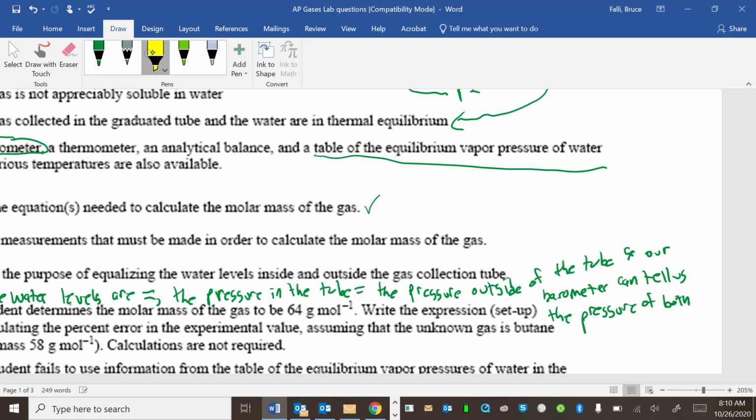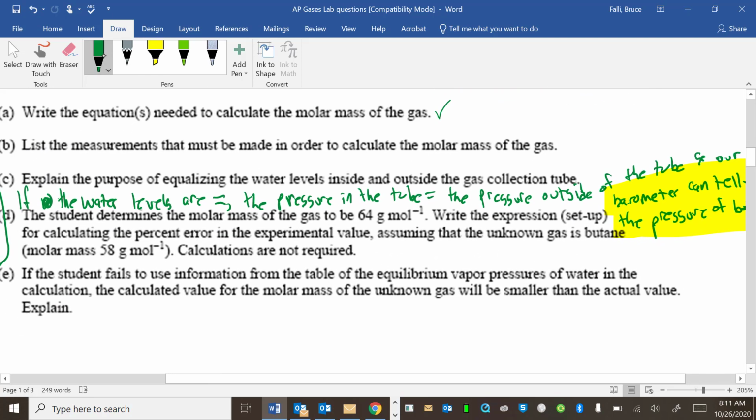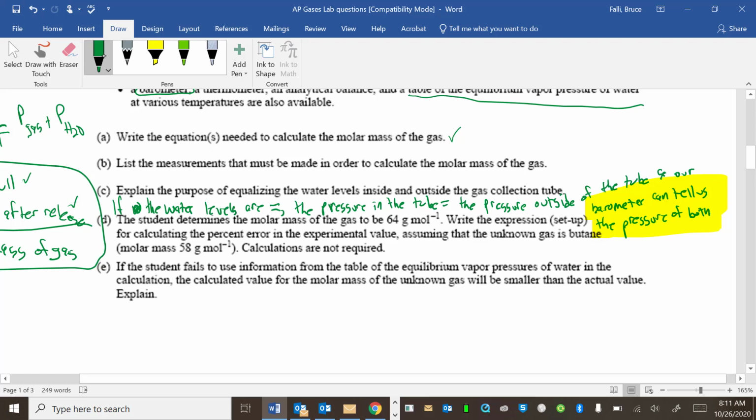People forget this last part. The barometer can tell us the pressure of both. Having the pressure be equal doesn't mean you can get the answer, but indicating that the barometer can do that works.